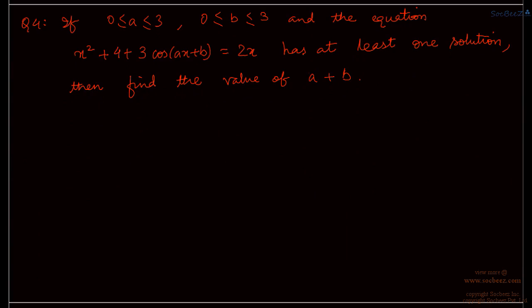So if a and b both lie between 0 and 3, and the equation x square plus 4 plus 3 cos of ax plus b equal to 2x has at least one solution, then find the value of a plus b.